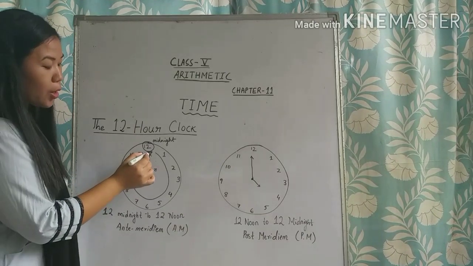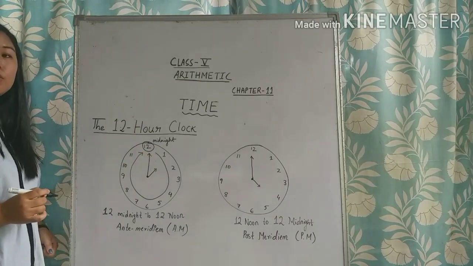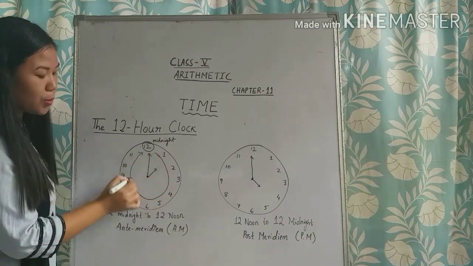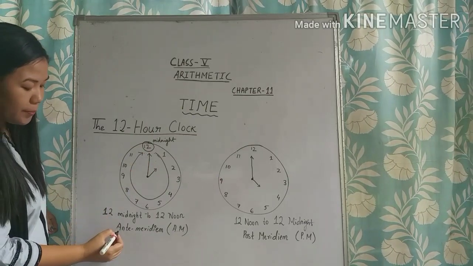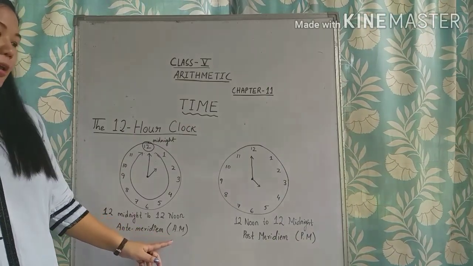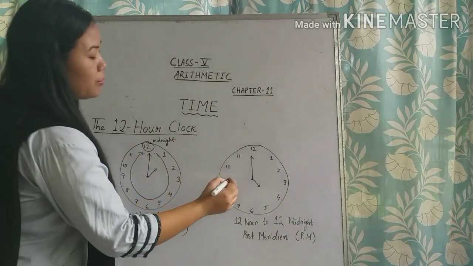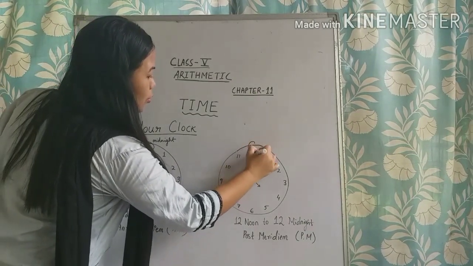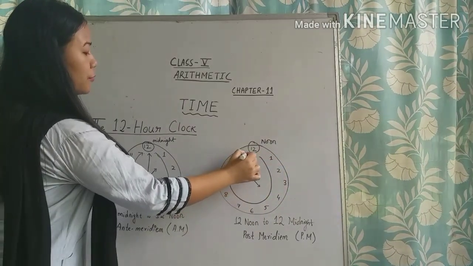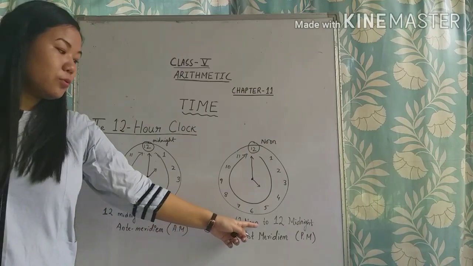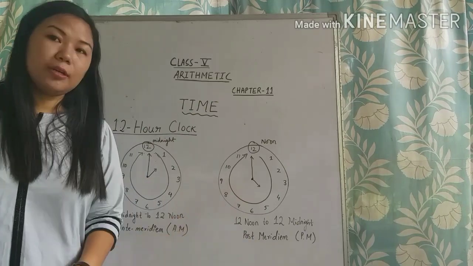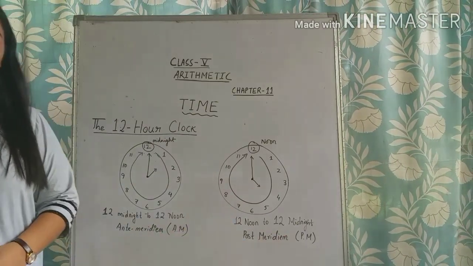Now what did I say? The day is divided into two 12-hour periods. One is from 12 midnight to 12 noon. That period is known as anti-meridian. It is represented as AM. And the other 12-hour period is from 12 noon to 12 midnight. This period is known as post-meridian, and this is known as PM.